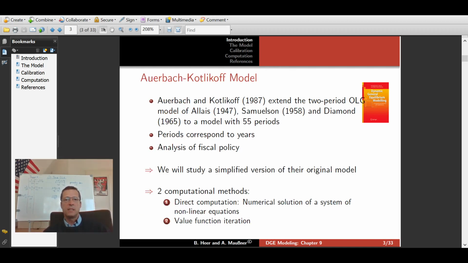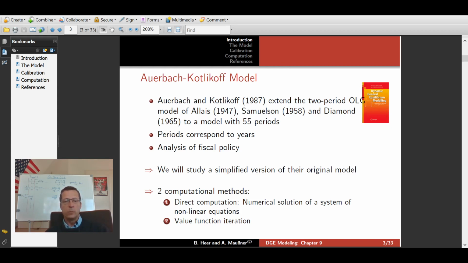So let's get into the introduction of the Auerbach-Kotlikoff model. Auerbach and Kotlikoff were the first to extend the two-period overlapping generations model of Allais, Samuelson, and Diamond. So all these former economists came up with this two-period overlapping generations model. Allais, Samuelson, and Diamond only studied a two-period model.